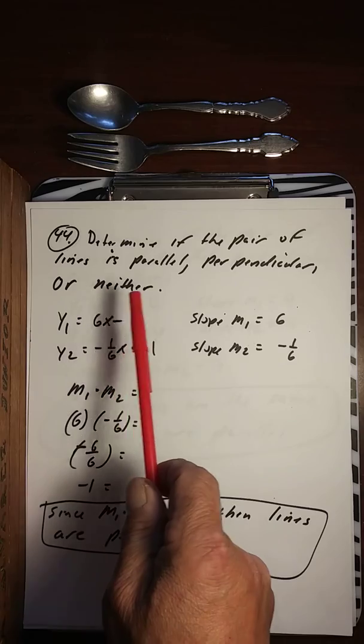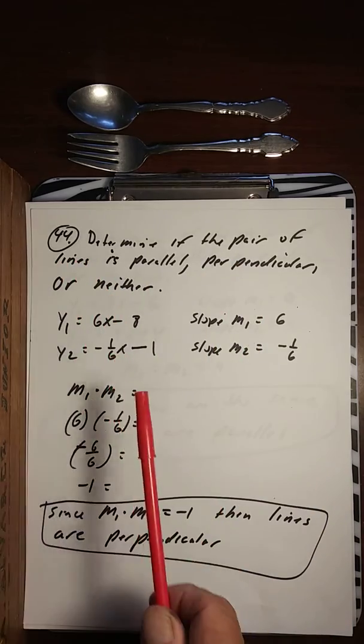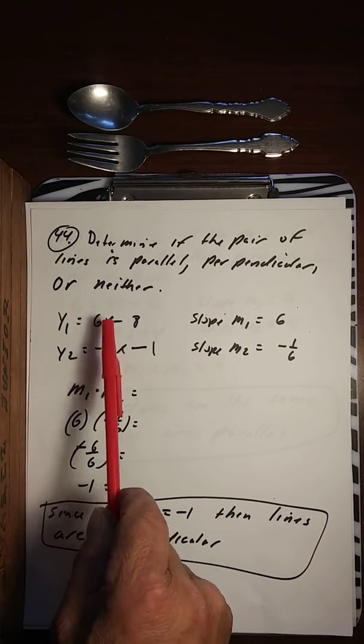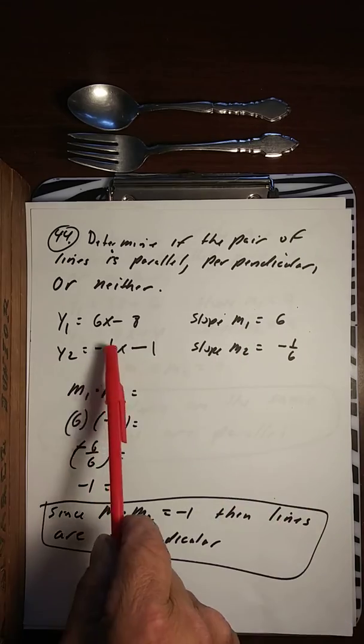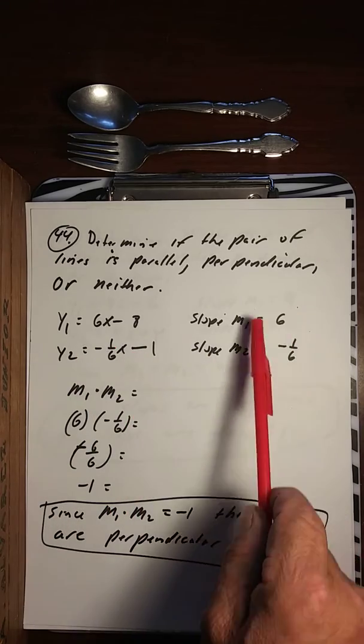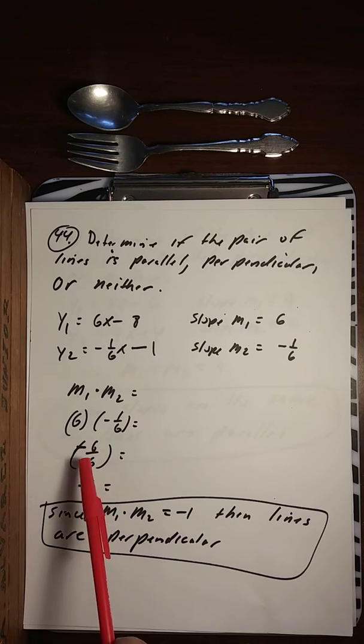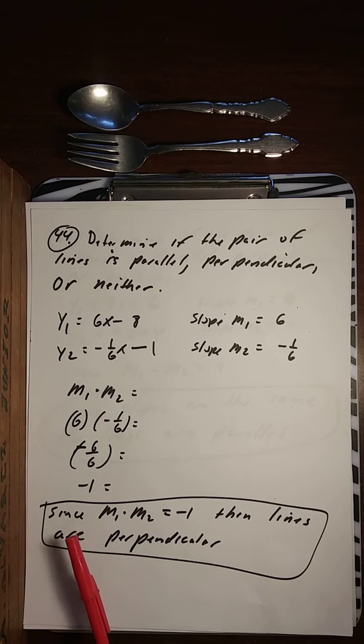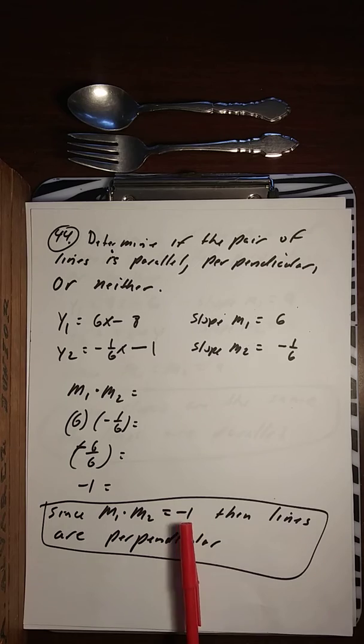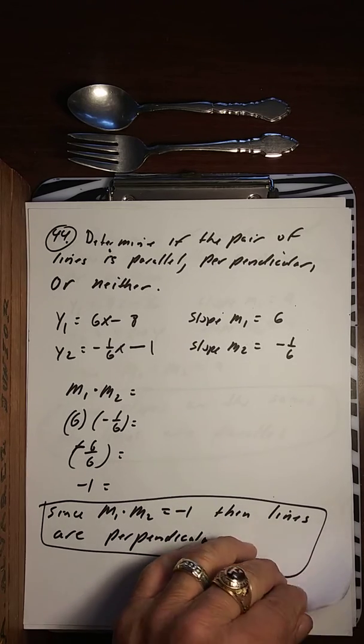Determine whether the pair of lines is parallel, perpendicular, or neither. All right, here's the first line and the second line. The slope of this one is 6. The slope of this one is -1/6. If you multiply those two slopes together, 6 times -1/6, you get -6/6, which is -1. Since m1 times m2 equals -1, the lines are perpendicular. That's the definition of it.